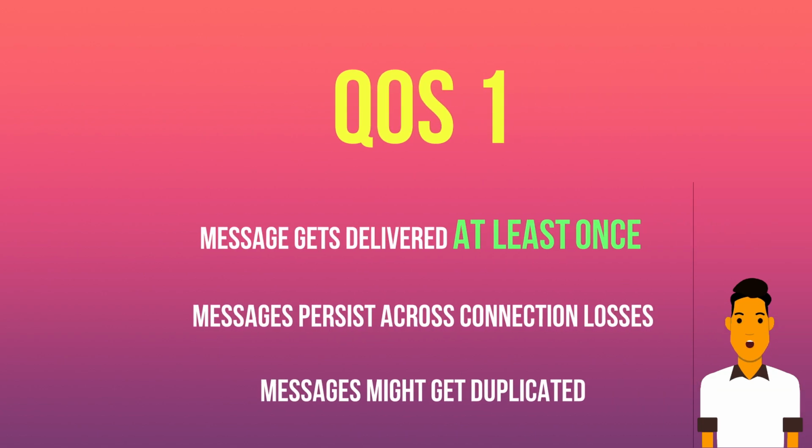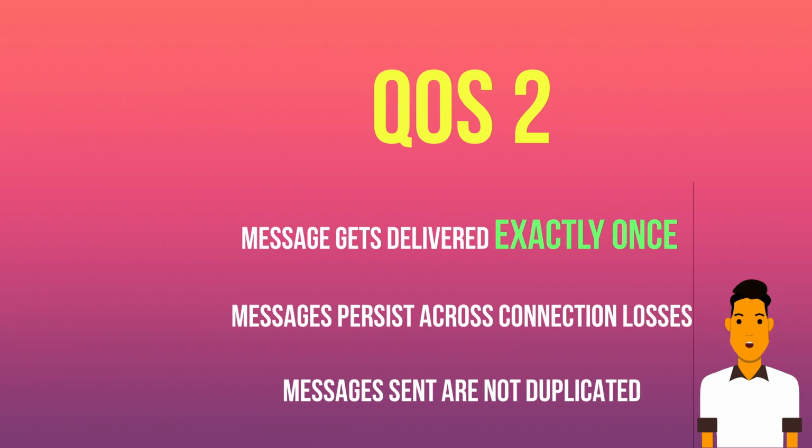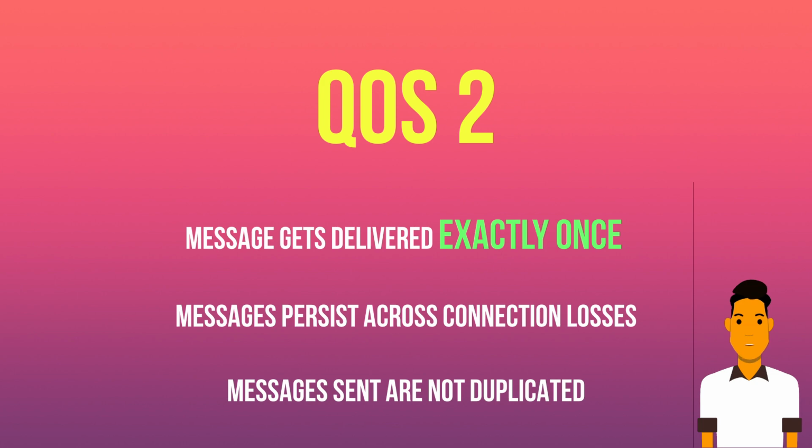The second level of quality of service is level 1. In this case, the broker tries to publish a message to the clients at least once. The messages are temporarily stored on the server and can survive connection loss. However, the messages being delivered to the client might be duplicate. The third level of quality of service is level 2, in which the broker tries to publish a message exactly once. Messages are stored on the server and can survive connection loss. However, the broker ensures that the messages being delivered to the clients are not duplicated.